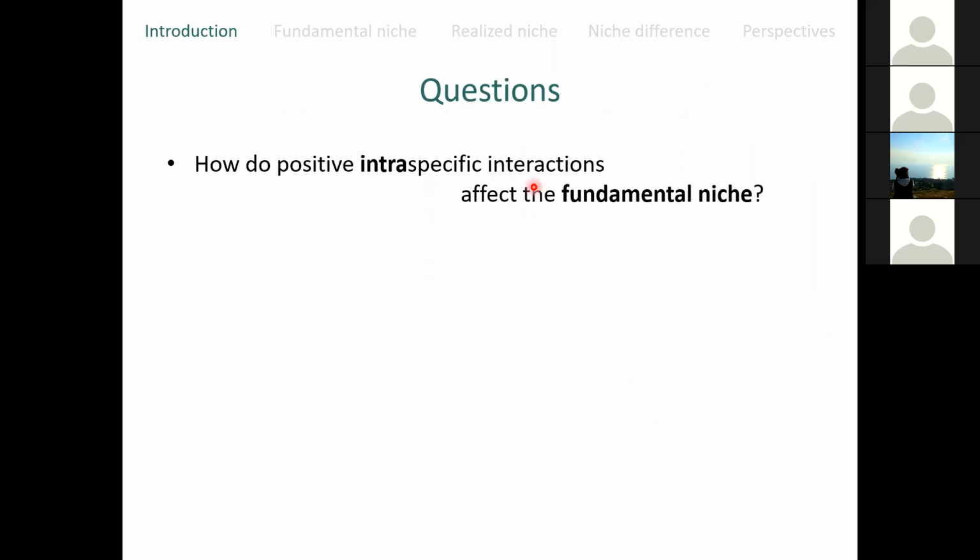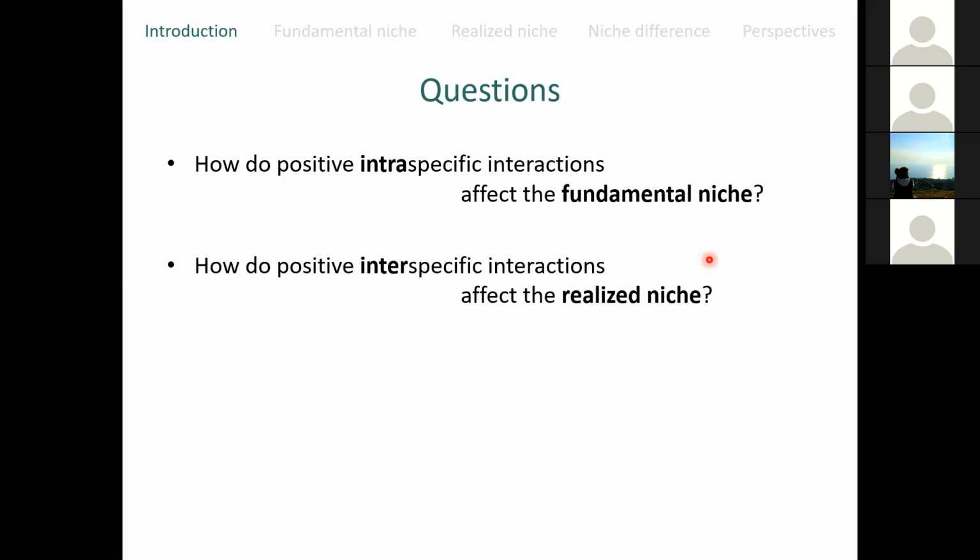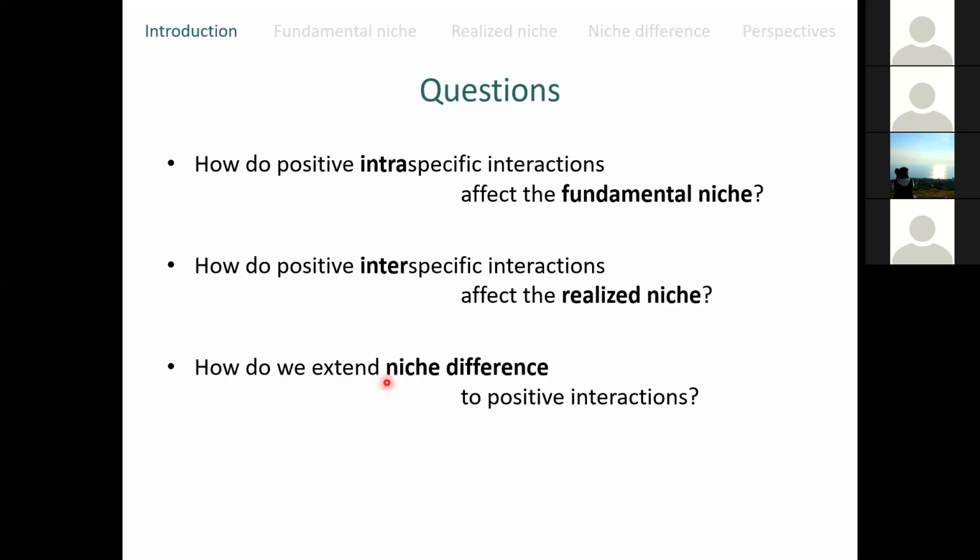First, we're going to look at positive interaction in the context of the fundamental niche, when we have only one species. Then we'll move on to the realized niche with several species. And eventually, I will show you some ideas about how to extend our understanding of the definition of niche difference in the context of these positive interactions.